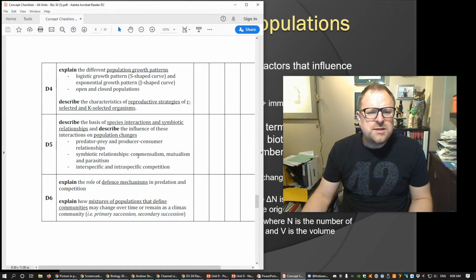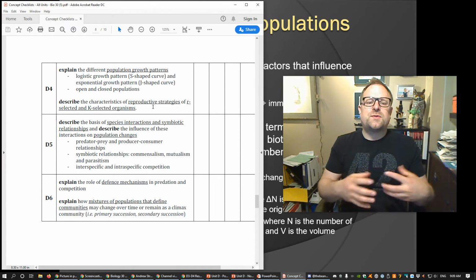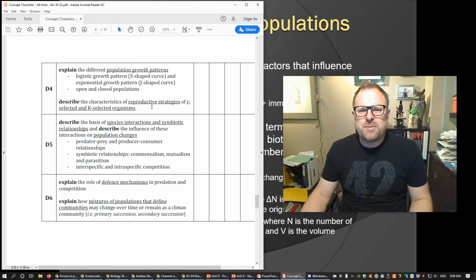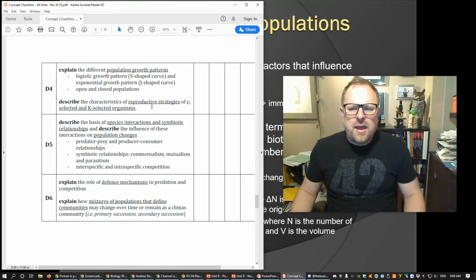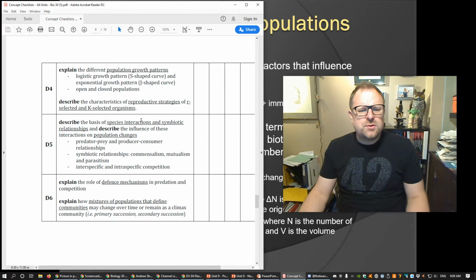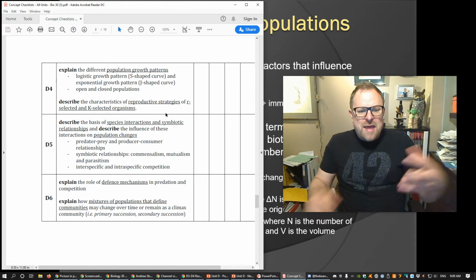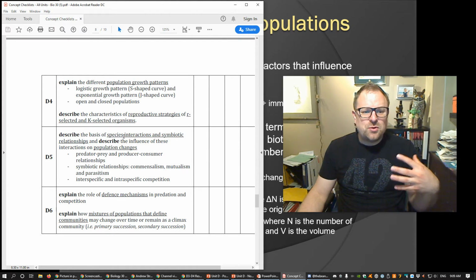When we get on to D4, that's where we're going to get into talking about growth curves and patterns, and what patterns certain organisms exhibit. Then we're going to move into talking about reproductive strategies as well, what we call R-selected and K-selected. Then that leads us to our last two concepts next week.